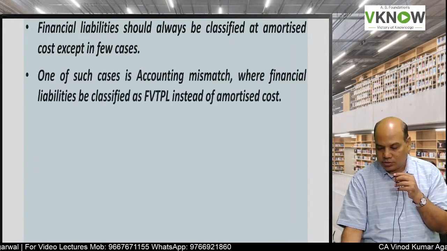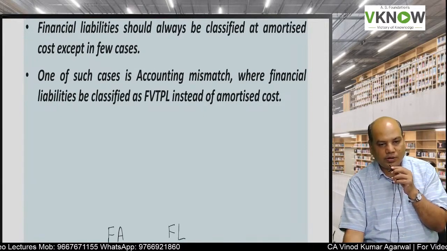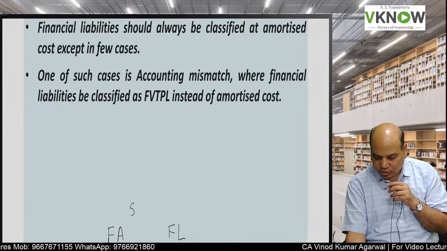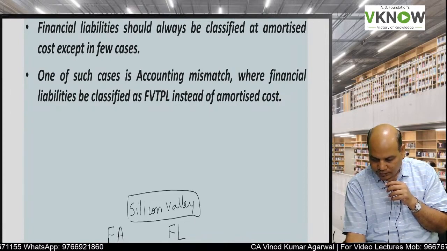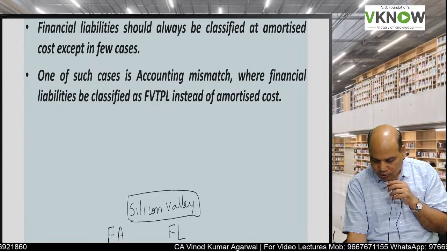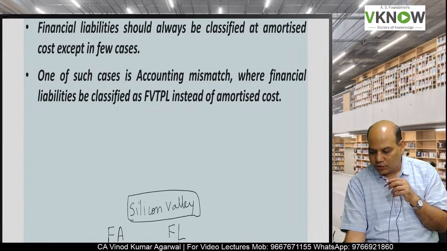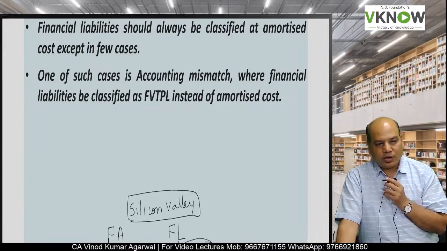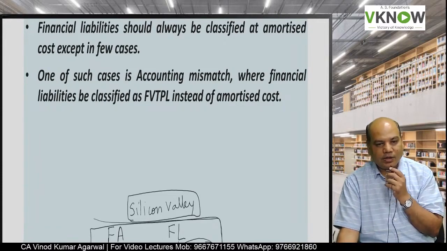Next is accounting mismatch. Accounting mismatch means you have financial asset and you have financial liability. Suppose there is a company called Silicon Valley. It has financial assets which are based on floating rate, and it has financial liability where the interest rate is fixed. So there is an accounting mismatch. There is an asset liability mismatch.